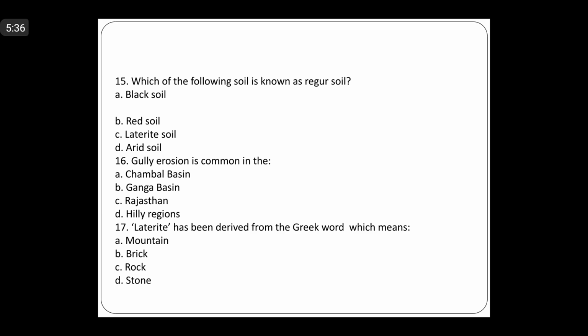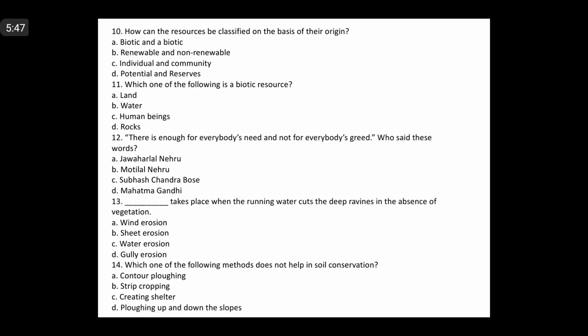Okay. Now the question is, laterite has been derived from the Greek word which means mountain, brick, rock, or stone. The answer is brick. You know why? Because this is a compacted and cemented soil that can be easily cut into brick-shaped blocks for building.